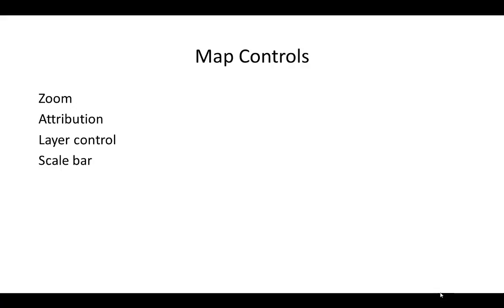What else can we do to that basic map? Well, one of the simplest things we can do is add map controls. By default, we have a zoom control. We can turn that off if we don't want the user to be able to zoom in and out on the map. We've got the attribution that we've already seen. We can also add a layer control, and that determines what layers are visible, basically turning on and off layers in the map. And we can add a scale bar.